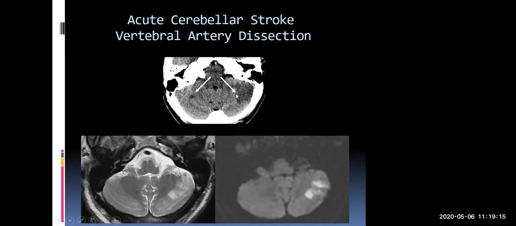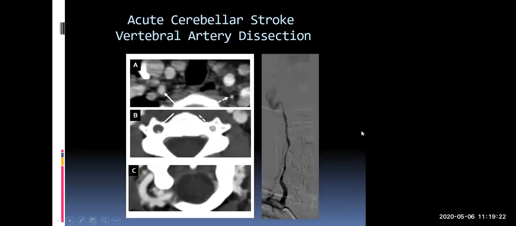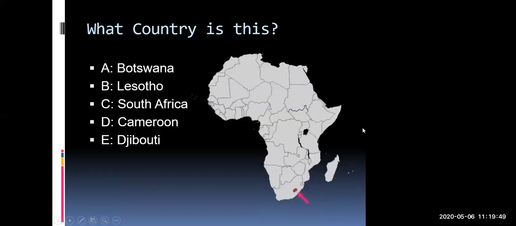This is a young lady that initially was diagnosed with BPPV after a chiropractic neck manipulation, and came to the ER with what was diagnosed as BPPV and discharged home, and came back a few hours later with much worse neurologic symptoms. You're looking at her CTA, and you can see the discrepancy between the two vertebral arteries and the amount of contrast inside of them.